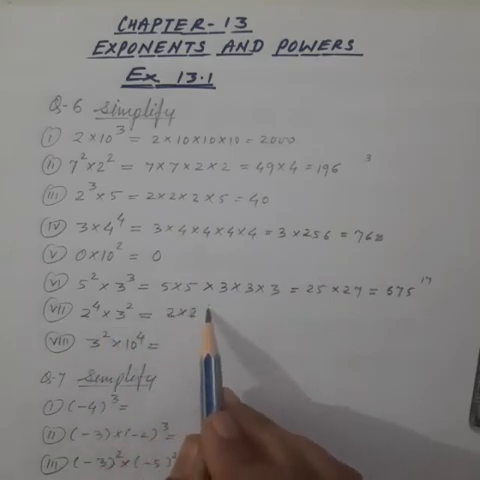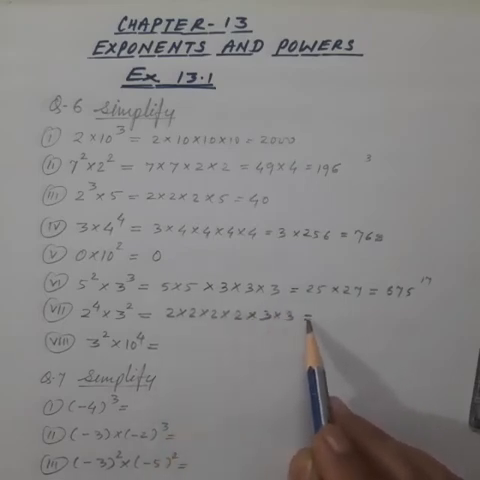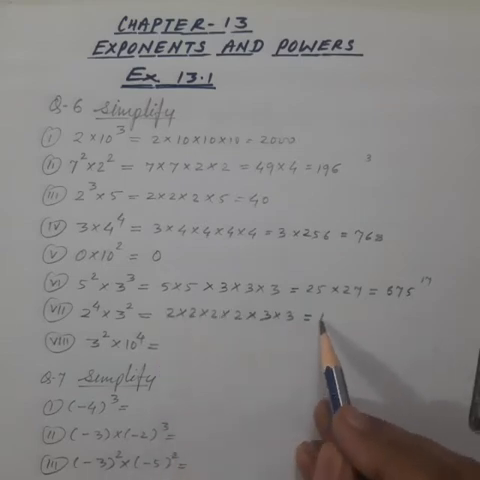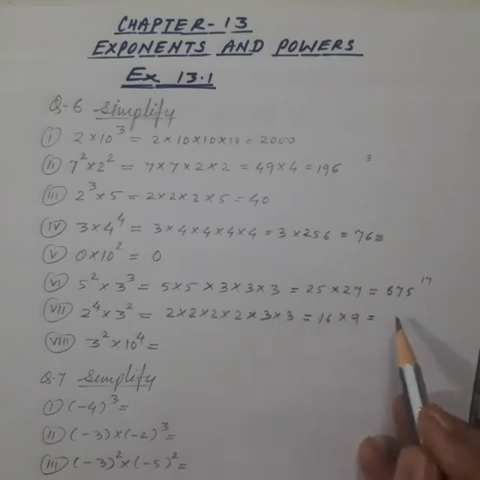2 is repeatedly multiplied by itself 4 times. And 3 square, 3 is repeatedly multiplied by itself 2 times. This is 2 2s are 4, 2 4s are 8, 2 8s are 16. Into 3 3s are 9. And 16 9s are 144.